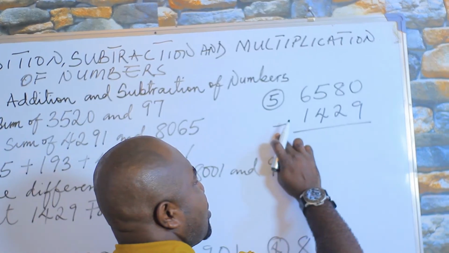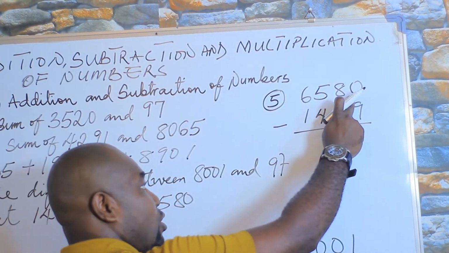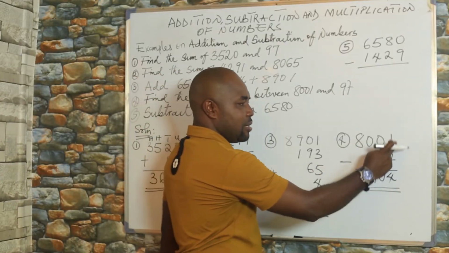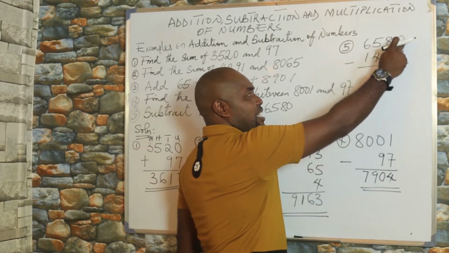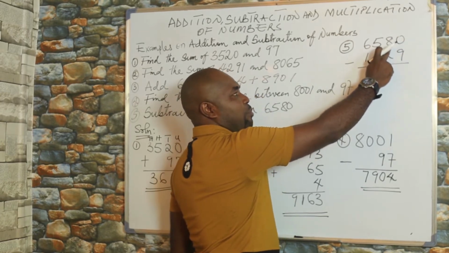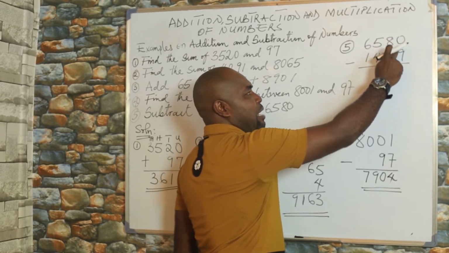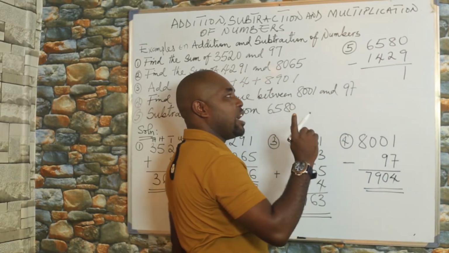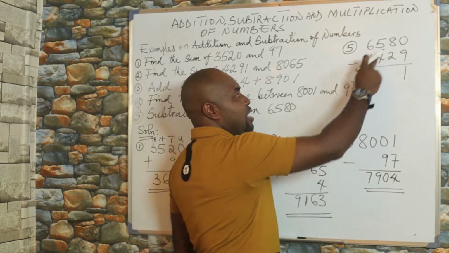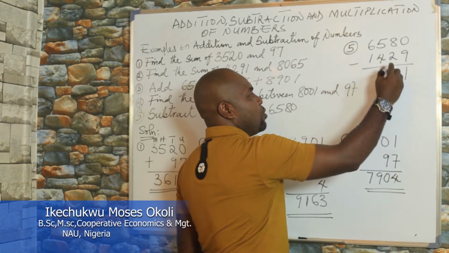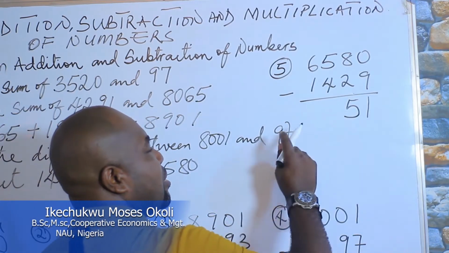0 minus 9, it cannot go, just the way it happened here, because 9 is greater than 0. Then we have to lift 1 from here. We put here 10. 10 minus 9 is 1. 10 minus 9 is what? 1. Here remains 7. 7 minus 2 is 5.